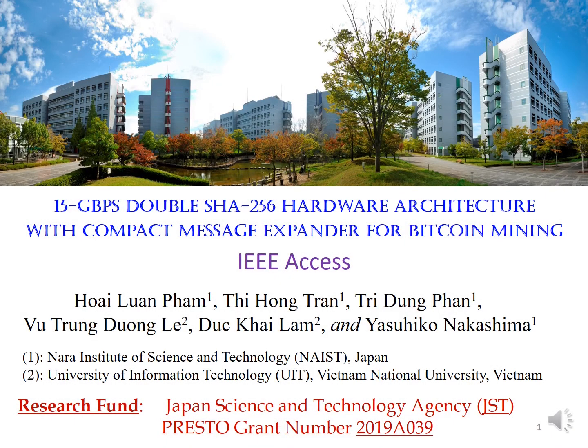This video accompanies our paper submitted to IEEE Access, titled "15 Gigabit per Second Double SHA-256 Hardware Architecture with Compact Message Expander for Bitcoin Mining." We are from NICE in Japan and from UIT in Vietnam. This research is supported by the Japan Science and Technology Agency's PRESTO Grant Number 2019 A039.